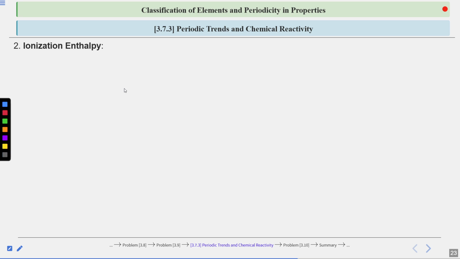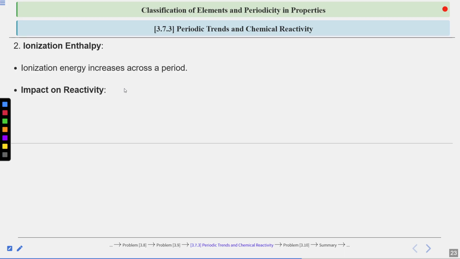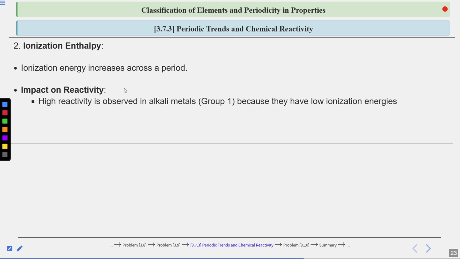Next, we will move to the periodic trends and chemical reactivity, and how the periodic trends change with respect to chemical reactivity. First is ionization enthalpy. We know that it increases from left to right across a period, meaning we can easily remove an electron from the leftmost part and it is difficult to remove an electron from the rightmost part. Hence, group 1 and group 2 are easily reactive because they can easily give up the electron.